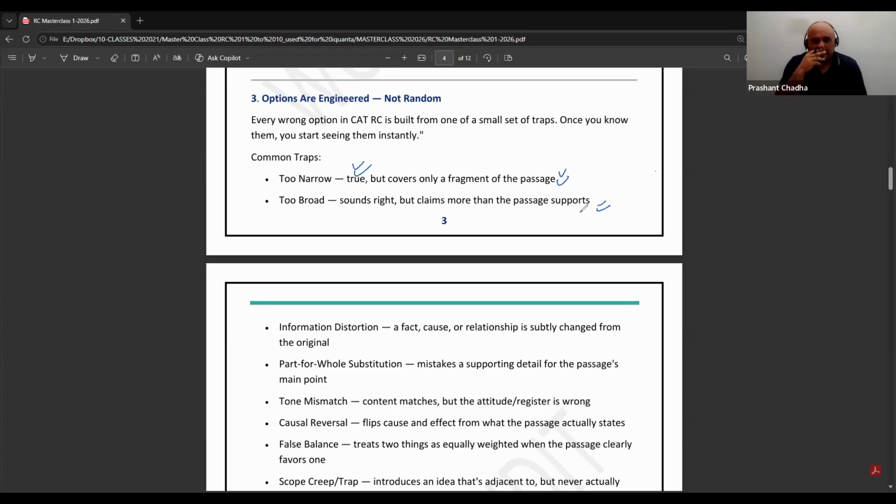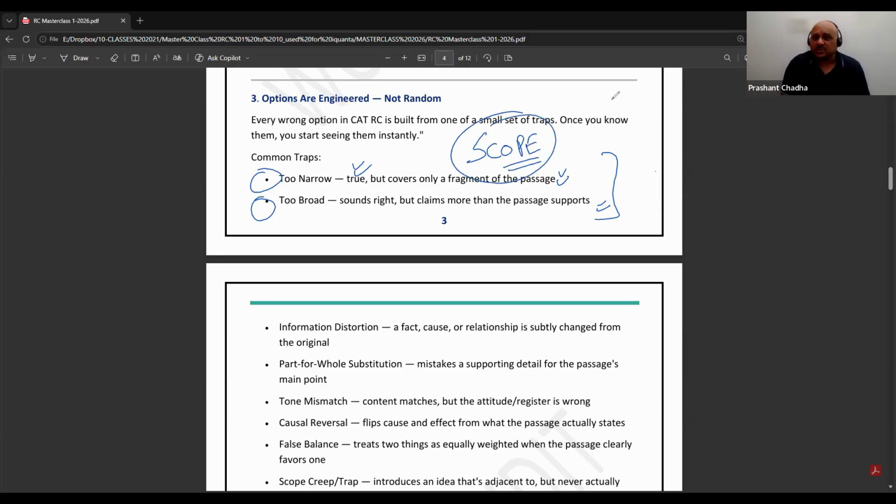So for example, if the passage is on any topic based on any state in India, right? You extend it to the whole country, right? You've gone from one state to the whole country, you've gone too broad, right? So you have to be careful whether you are going too narrow or too broad. These are two answer choices where we basically are playing with the scope of the passage.